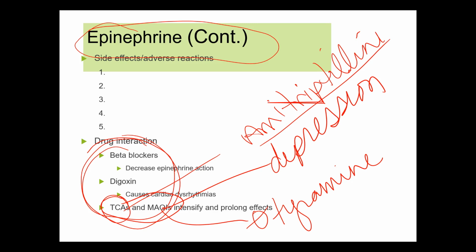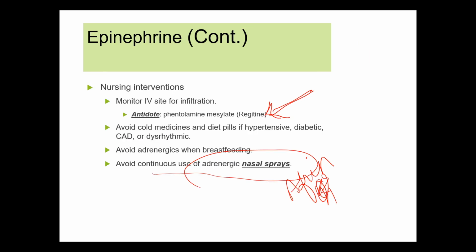Also, TCAs, that stands for tricyclic antidepressants. Amitriptyline is one of them, and that's used for depression. And MAOIs, that is another antidepressant. We talked about that a couple units ago. No tyramine, no chocolate, or anything like that. So basically what it's saying, if you give epinephrine, it can prolong the effects of it.